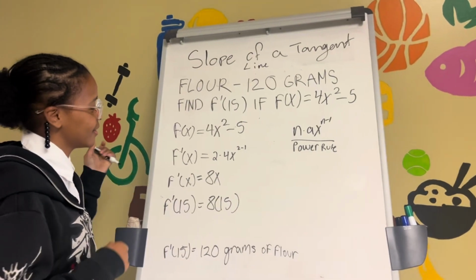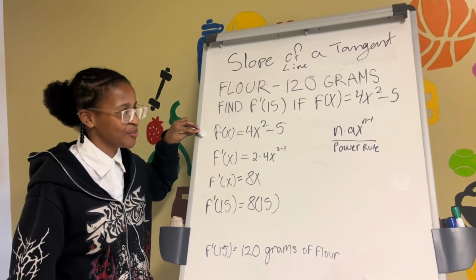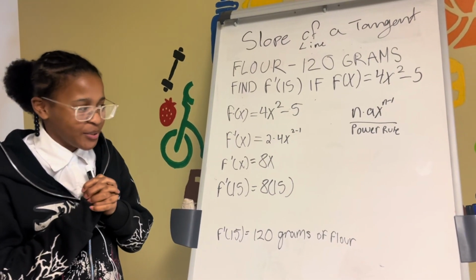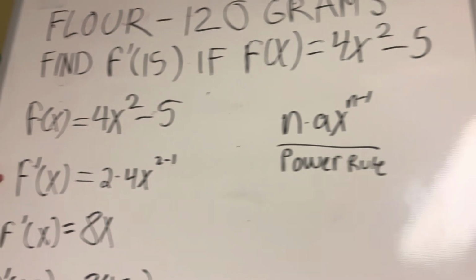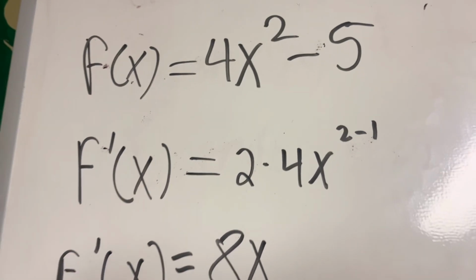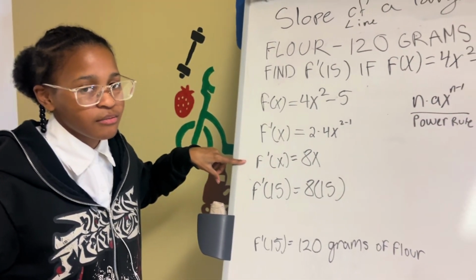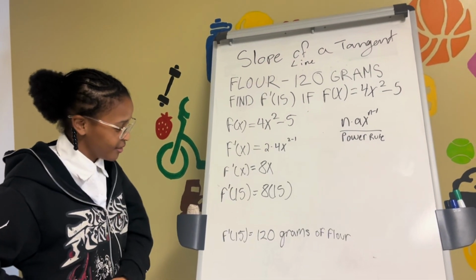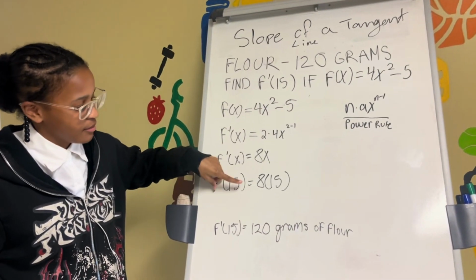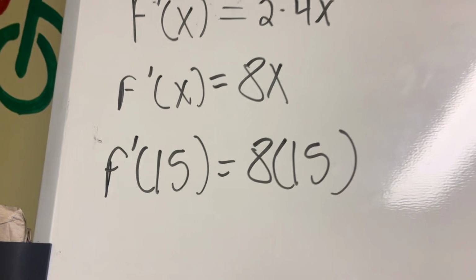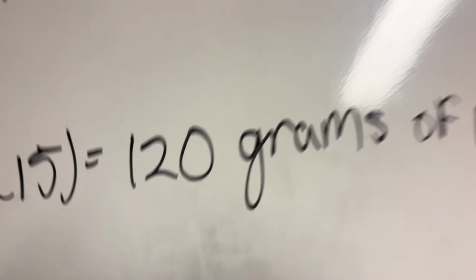First, we use f of x, which is 4x squared minus 5. Then we use the power rule, which gives you f prime of x equals 2 times 4x to the power of 2 minus 1. That moves to 8, so f prime of x is 8x. Then f prime of 15 for x. 8 times 5 is 40, and 8 times 10 is 80, which gives you 120 grams for f prime of 15.